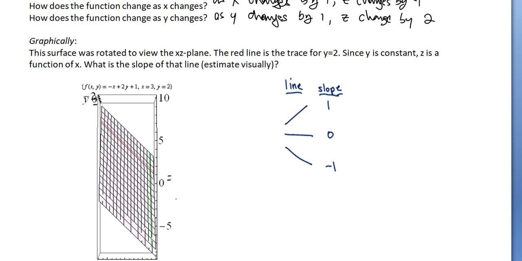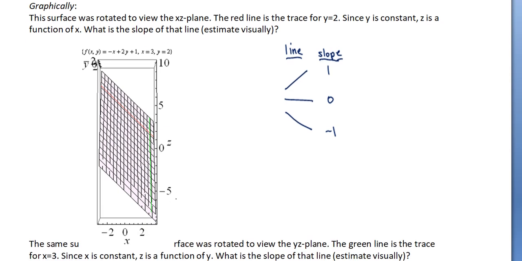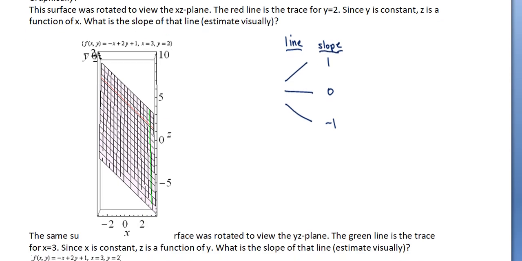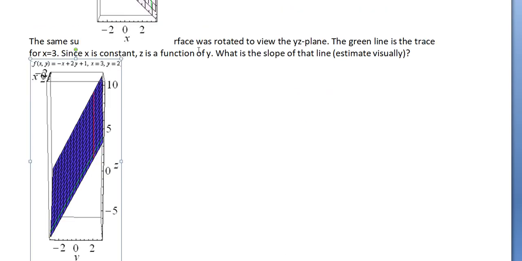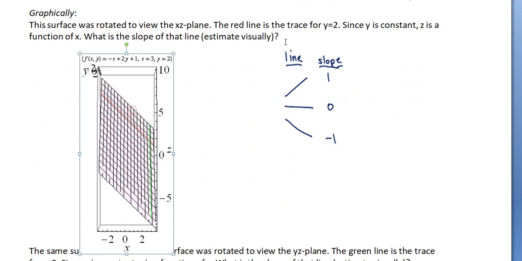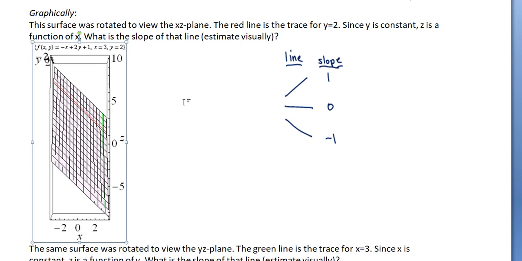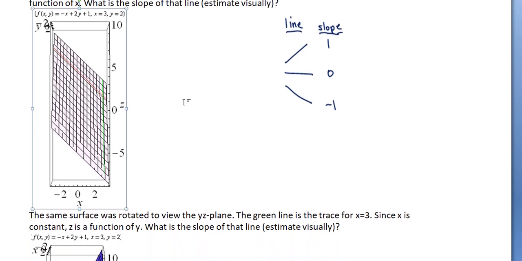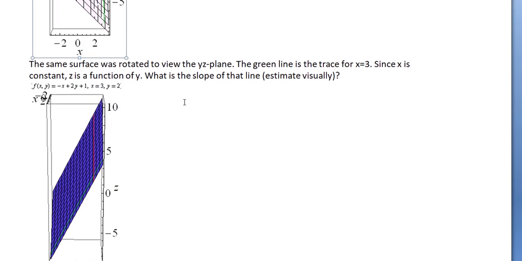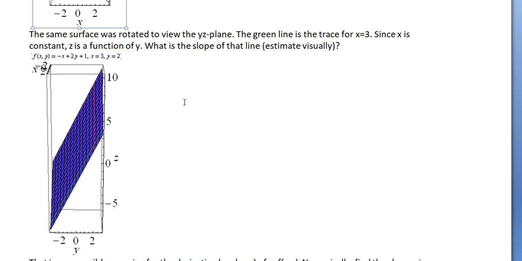And I put a little key on the right side to help make the comparison. Okay. So again, for our same function, now let's look at it from the YZ point of view.